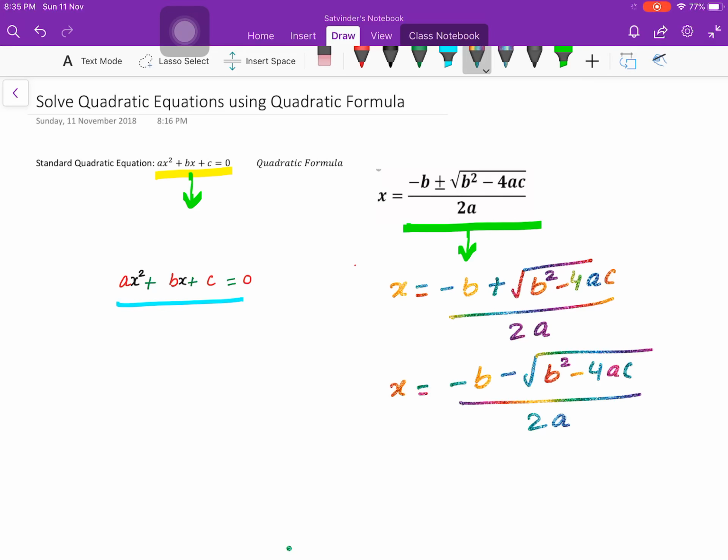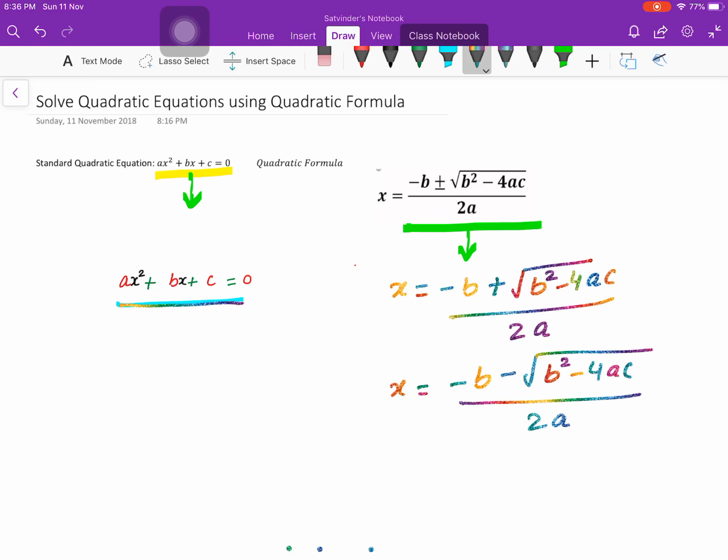Let's solve quadratic equations using the quadratic formula. As you know, the quadratic equation in standard form is ax² + bx + c, where a, b and c are the coefficients of x², x and the constant term respectively. The numerical value multiplied by x² is a, the one multiplied by x is b, and the one without x is called c, the constant value.